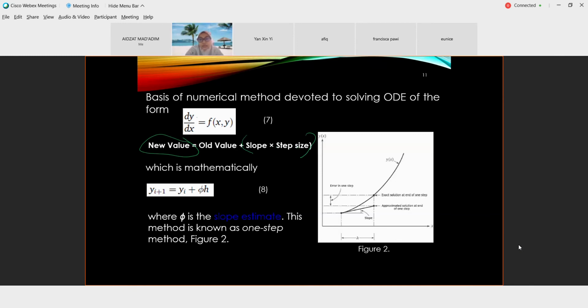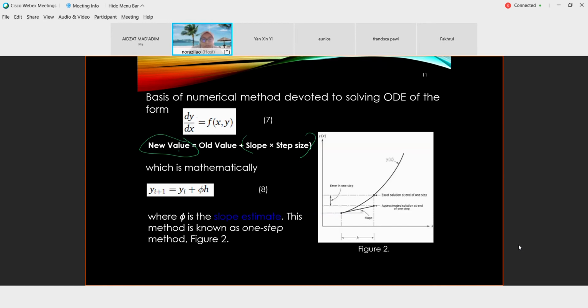In order to solve an ODE, we must produce a new step size. So the new value, which means the new step size, is equal to the old value plus the value from the multiplication of slope and step size. So we transform this statement into mathematical form.